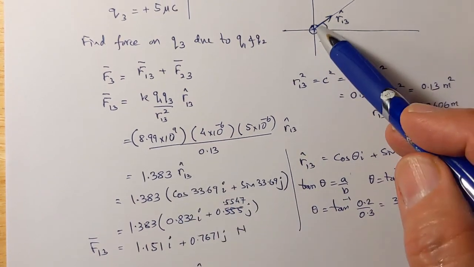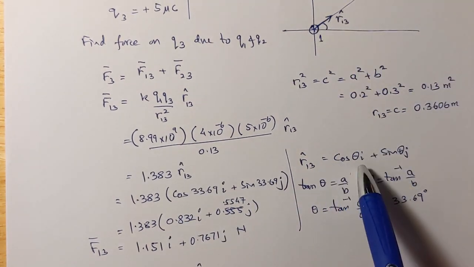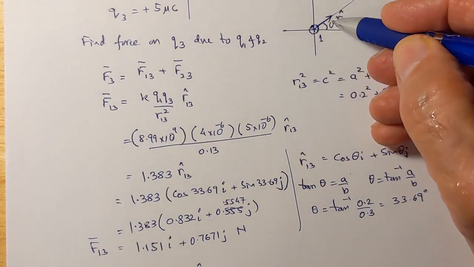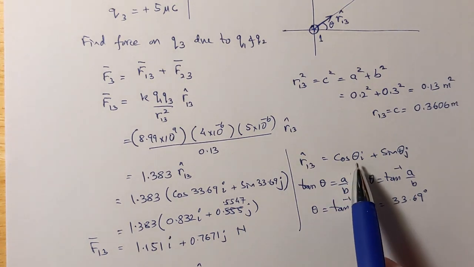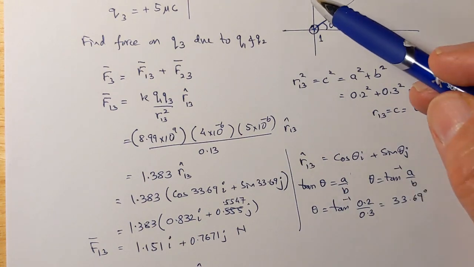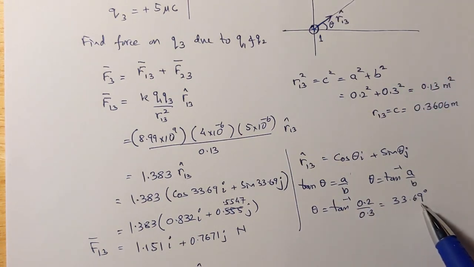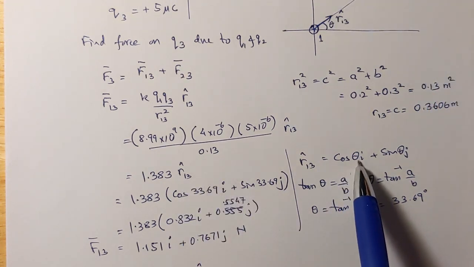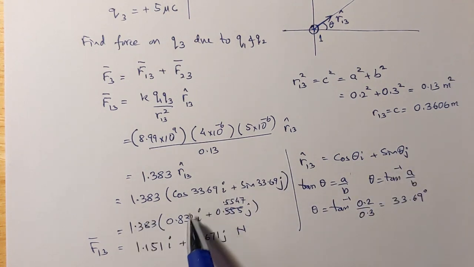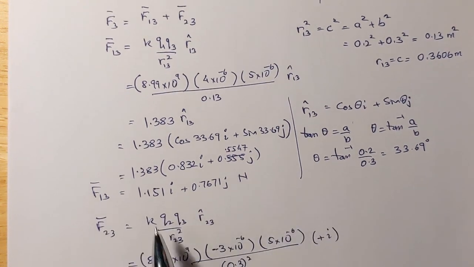Now the direction vector is cosine theta i and sine theta j, where theta is this angle. Now we get theta from these two, so theta is going to be tangent inverse of A over B, and we plug in the numbers and we get 33.69 degrees. So this is 33.69 degrees, and then we get the cosine of 33.69 and the sine of 33.69 multiplied with this. These are the values, and multiplying them we get our value of F13.